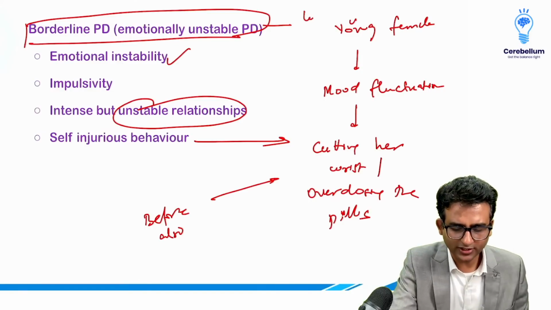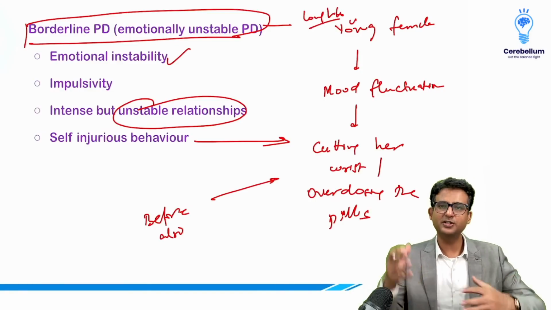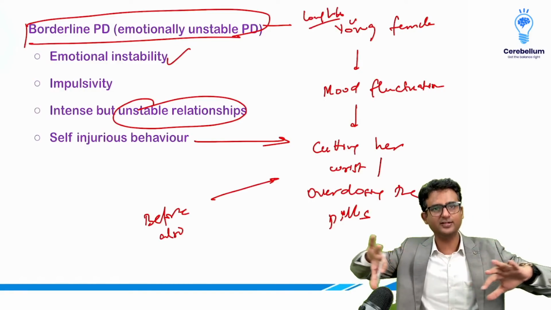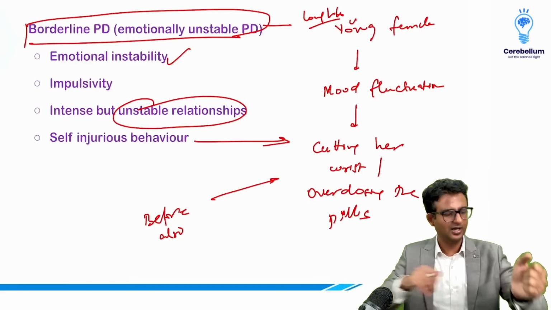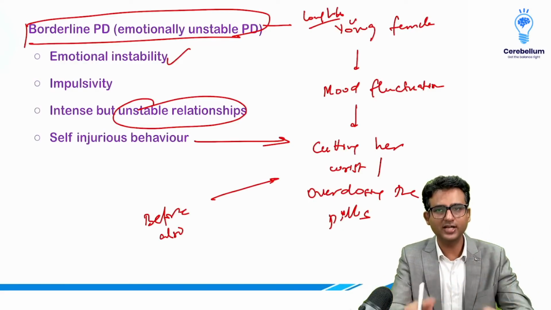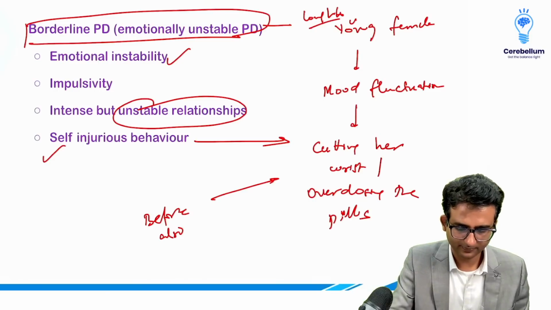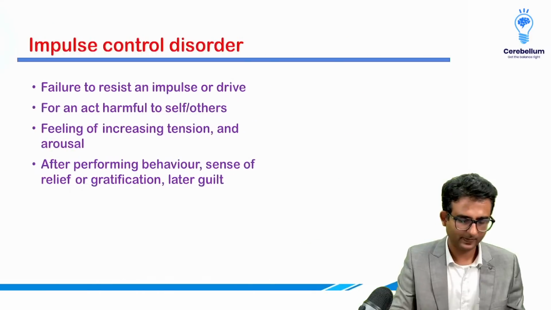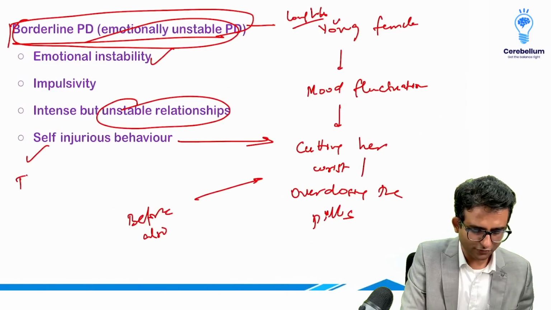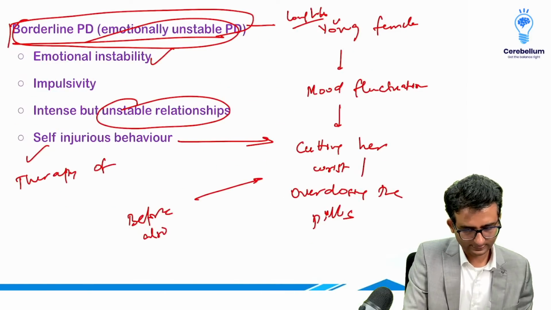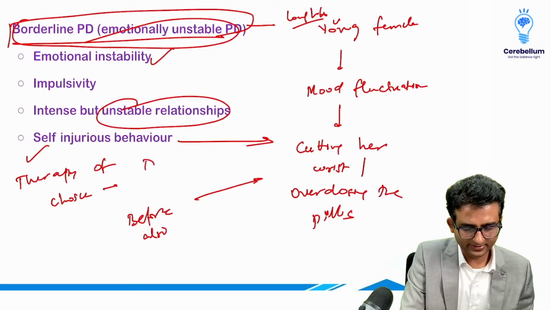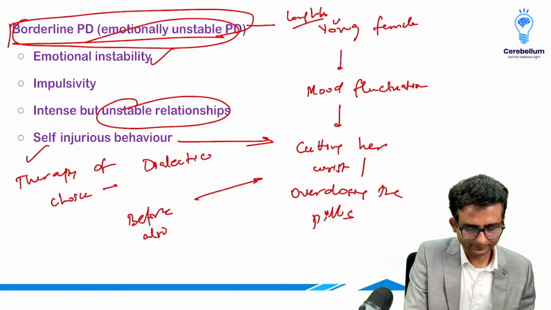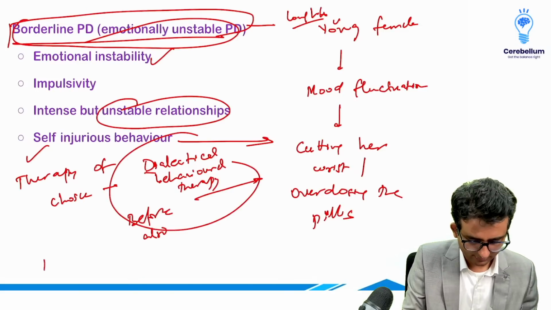Here they will give you a long history. For years, this patient has been having mood fluctuations, never had a serious relationship, unstable relationships were there, multiple episodes of cutting the wrist. What is the diagnosis? The answer is borderline PD. Okay? What is the therapy of choice for borderline PD? DBT. Dialectical behavioral therapy.